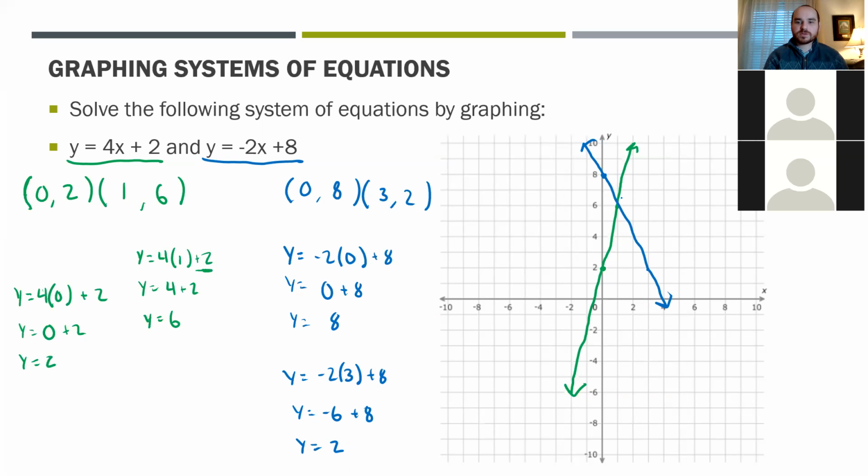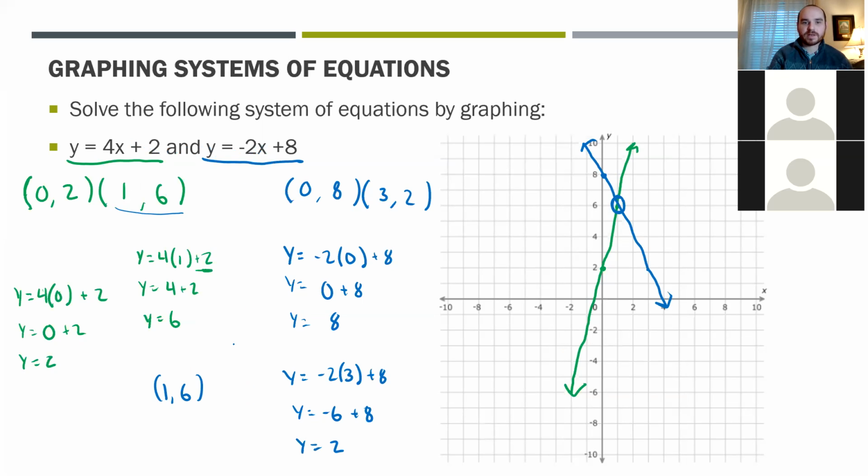So it looks like our solution is right about here on this (1, 6) point. So we're thinking that maybe (1, 6) is our solution. We can check this by plugging these into both of these equations. So we know that (1, 6) is already on our green line because we already solved for that point. So we can just plug that into this and make sure it works.